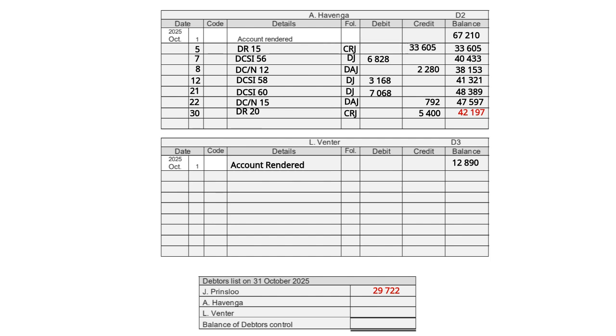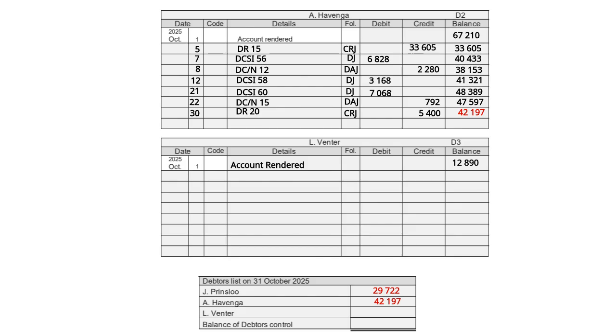42197. I've highlighted this in red because this is the total or the balance that you are going to take to your debtors list under Havencha's name, 42197. Exactly like you did for Prinsloo. Prinsloo was 29722. Now we have our last debtors ledger to complete, which is our debtor 3, Venter.